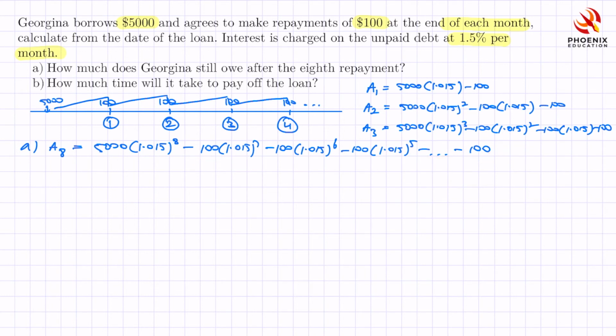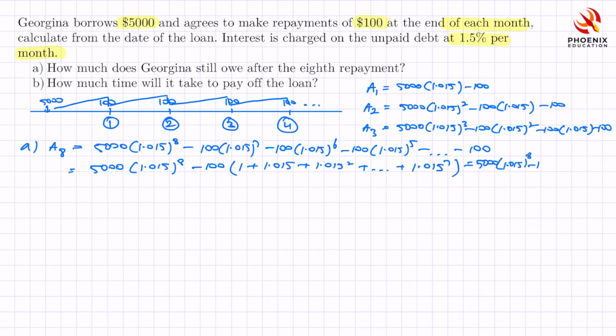What I'll do before we do that is to factorize out minus 100, and I'll reverse the terms so that it's easier to add together. And we get this. Now we can evaluate this using the geometric series formula. Our A is 1, our R is 1.015, and we have 8 terms since we'll start at a power of 0 and go up to 7, minus 1 divided by 1.015 minus 1. Now if we plug this all into a calculator, we get $4,789.18. So that's part A.